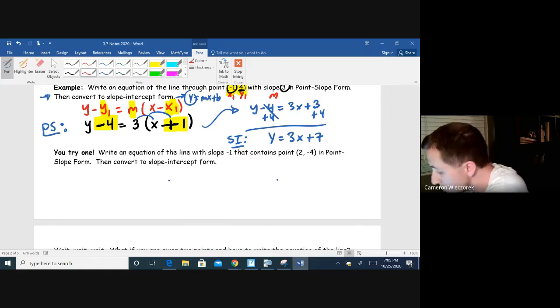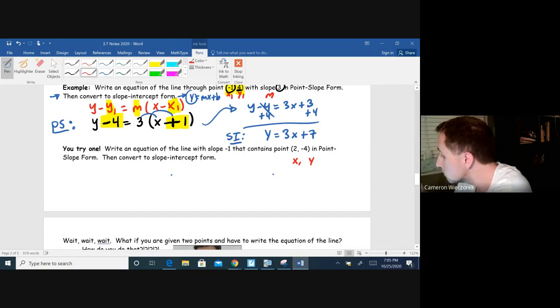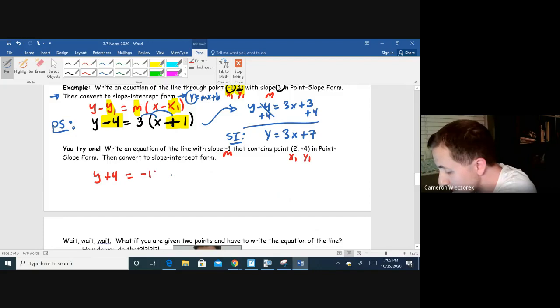Okay. So if you tried this one out, here's x1, y1, and the slope is -1. So I would have y plus 4, because I got to flip that sign, equals the slope is -1, parenthesis. This is a +2. When I transfer it, it's got to be x minus 2. I got to flip that sign.